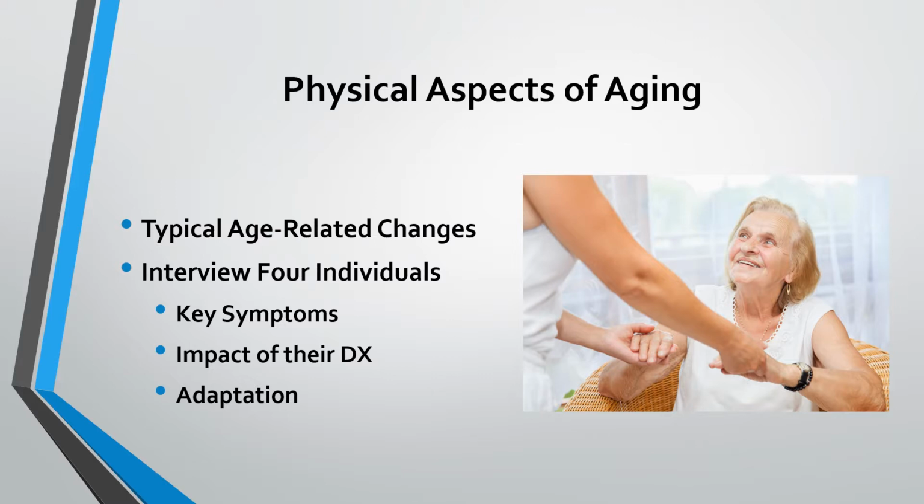As we explore the physical aspects of aging, we're going to be looking at some of the typical age-related changes that occur in primary aging. Primary aging are just the normal wear and tear types of things that our body goes through as we get older. Then we're going to be looking at some of the very typical age-related diagnoses that we encounter in our work with older adults. And you're going to select 4 individuals and interview them to discuss the key symptoms of their diagnosis and how that diagnosis impacts on their ability to enjoy a good quality of life. And finally, you're going to discuss how you have adapted programming so they can still enjoy things in spite of their diagnoses.